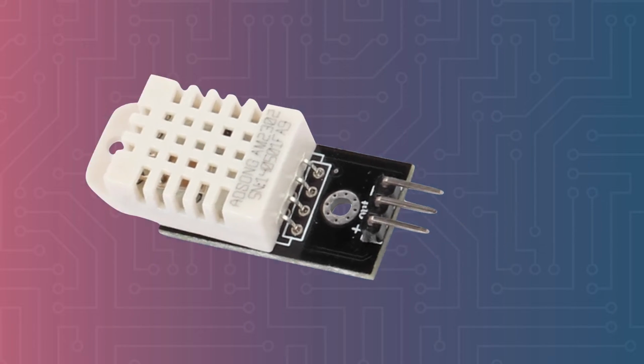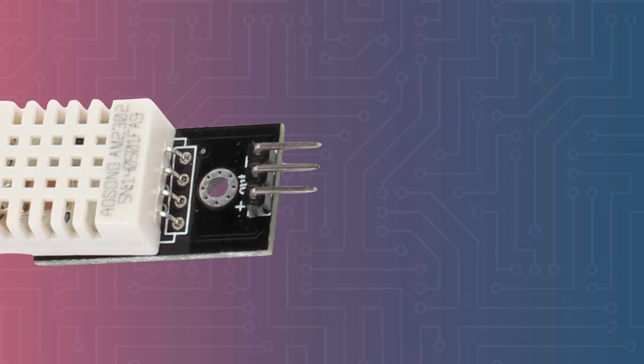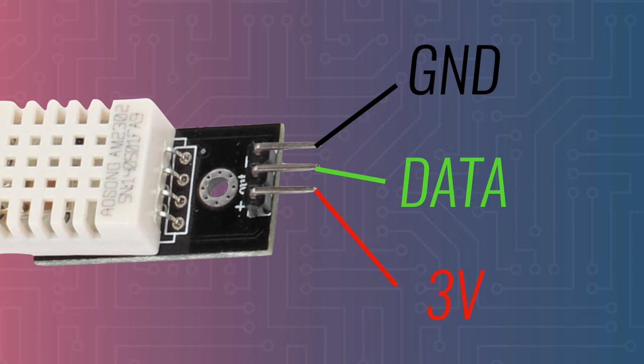My sensor comes on a little PCB with three pins: 3-volt input, ground, and a data pin. Connecting it to your board is really simple. Give it 3 volts of power, connect ground to ground, and connect the data pin to one of the GPIO pins on your board. I chose pin number 5 on my ESP32.